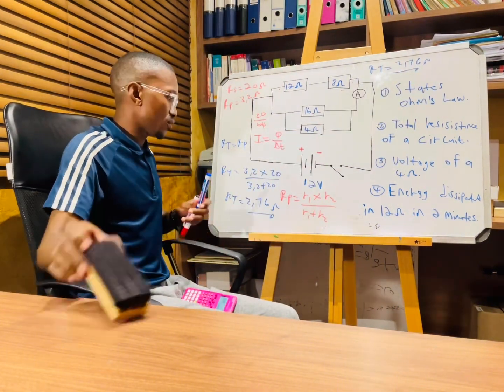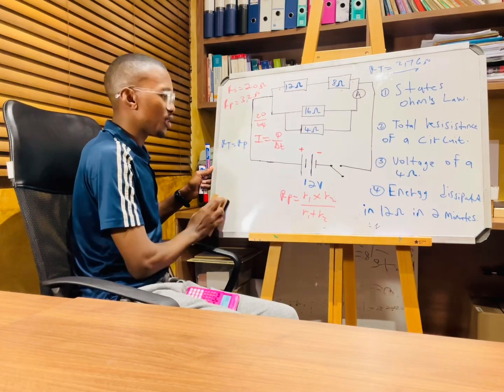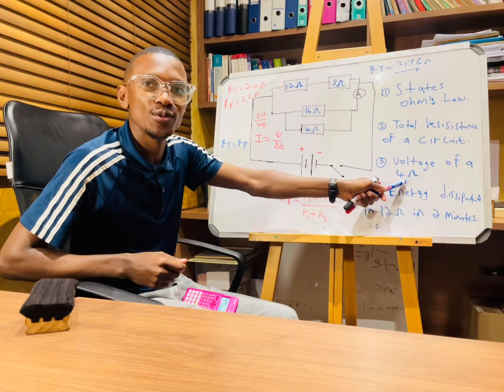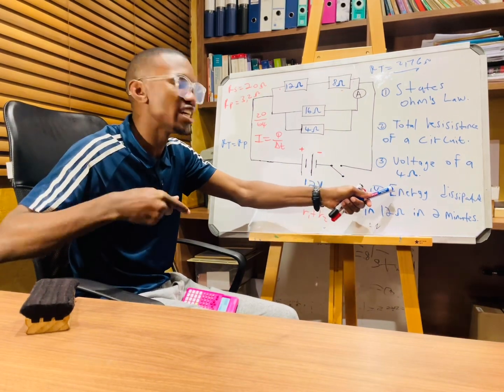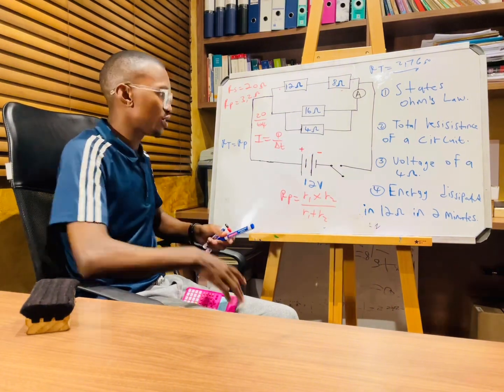Okay, let me erase now. Now the question starts. They are saying calculate the voltage of the 4 ohms, or determine the potential difference of the 4 ohm, which is this one. Can I show you something?